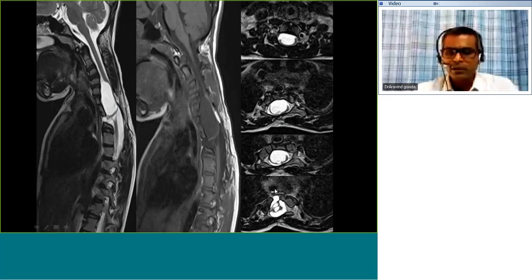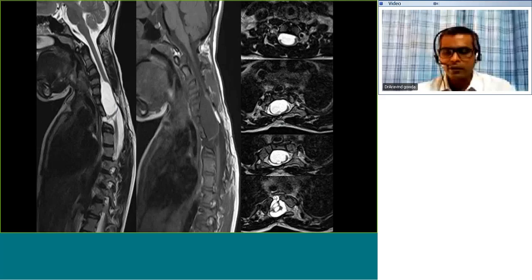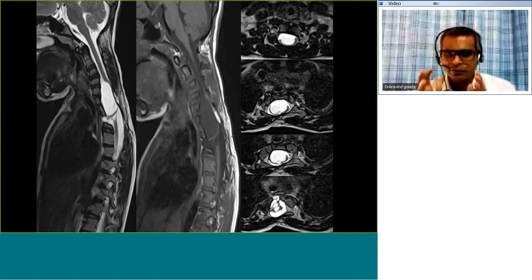There is a complete persistence of the dorsal enteric fistula. So if the notochordal canal is persistent throughout its length, it will give rise to the dorsal enteric fistula.